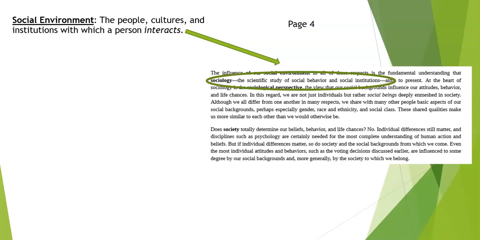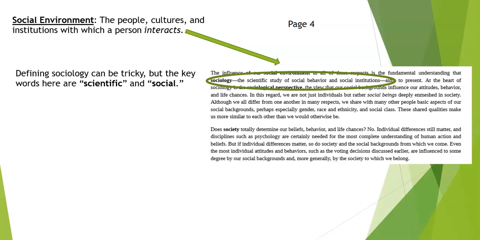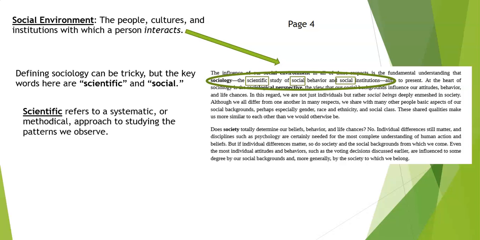And here is the textbook definition of sociology. Again, you're going to break it down into two parts, the scientific and the social, right? So the scientific, that is the systematic approach to what we're doing. It's methodical. Again, the root word of methodical, right, is method, right? There's a method to the way we approach and study what we're doing. It's not just kind of observing things all willy-nilly.